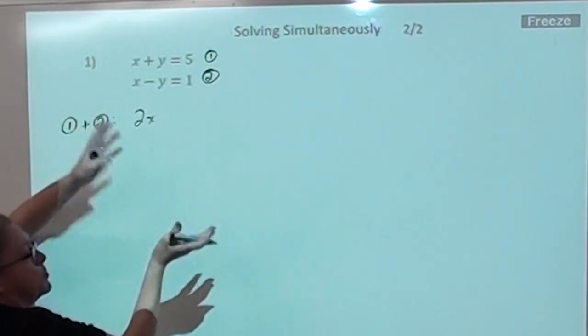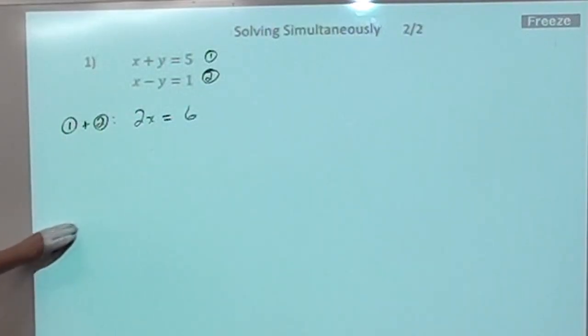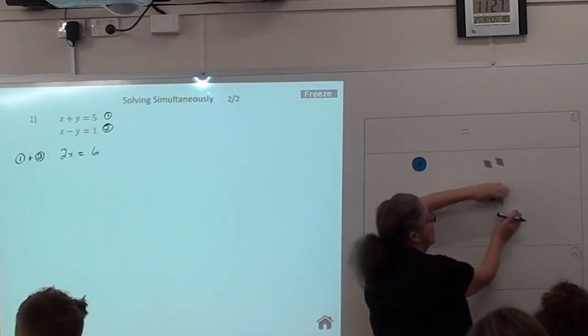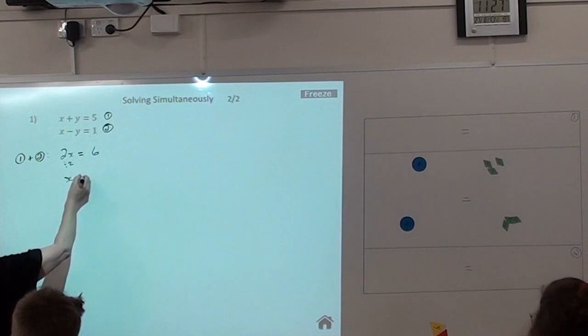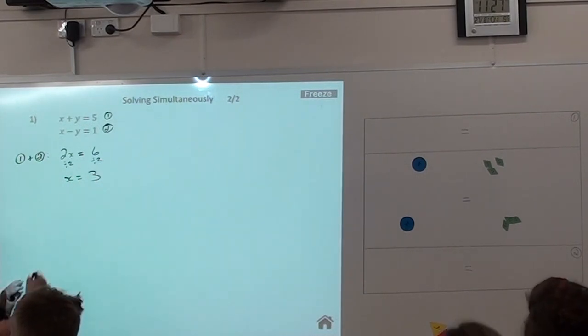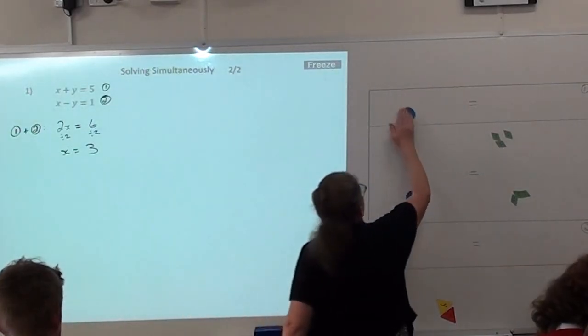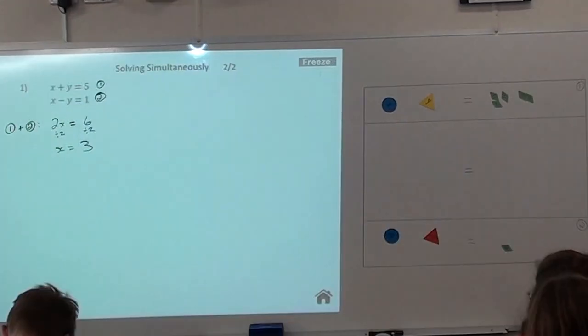So the result of pushing those together is we've got 2x's here and 6 here. Now because we need to solve, we want to know what 1x is. So I'm going to divide into two groups. And I end up with x equals 3. Now, I want you to rebuild the two original equations, please.